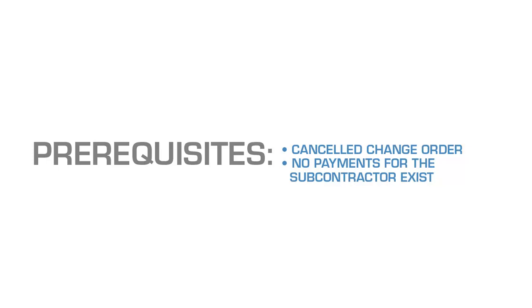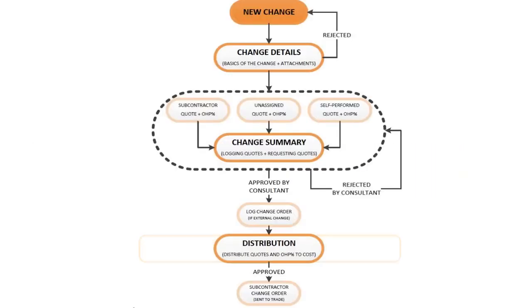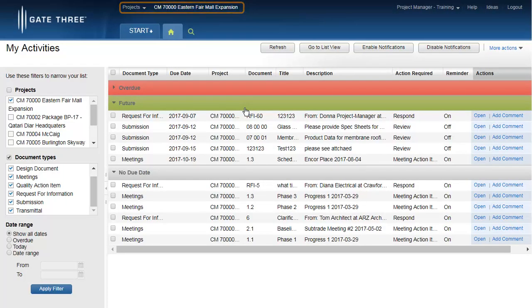The change order, if applicable, must be cancelled, and no subcontractor payments must exist. Once the change distribution is submitted, a review workflow is triggered. If any modifications and updates to the change document are required, the reviewer will have to revert the change distribution. This video outlines and demonstrates how to create a new version of the change document when the change distribution is under revision. Ensure you are logged in to a project.